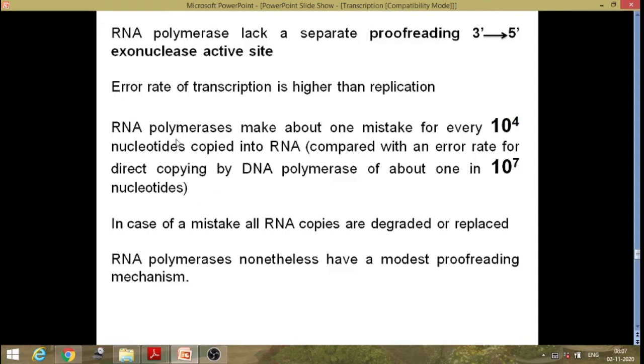So in transcription, one mistake is made for every 10^4 nucleotides. In replication, one mistake is made by DNA polymerase in 10^7 nucleotides. So in case of the mistake, all RNA copies are degraded or replaced.